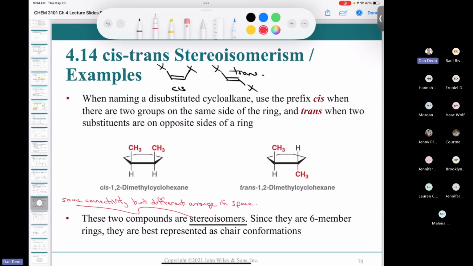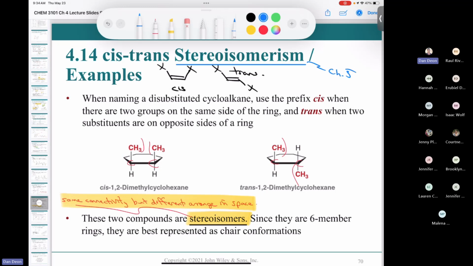It goes carbon with a CH3, carbon with a CH3. Here it's carbon with a CH3. Here it's carbon with a CH3. But are these compounds identical? The answer is no. These two are on the same side. These two are on opposite sides. So same connectivity, but different arrangement of atoms in space. That is what stereoisomers are. This is going to be discussed in a lot more detail in chapter 5, but this is kind of an initiation to it. So cis and trans, whether it's with an alkene or on a ring, they're stereoisomers.